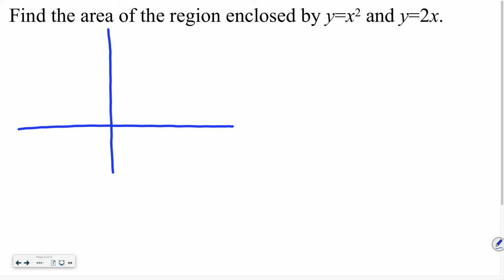Okay, this one looks kind of strange, right? We have the parabola and the line. It's almost like half of a teardrop. A banana. A banana drawn by a small child. Right? Good. So this is our region.